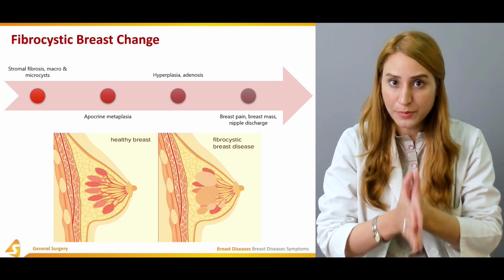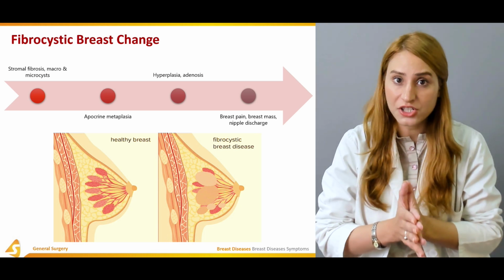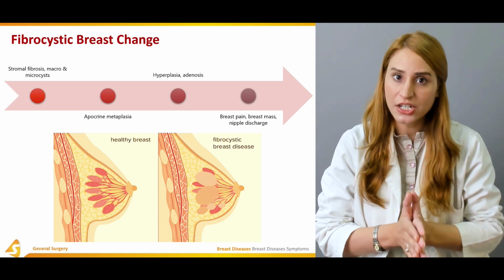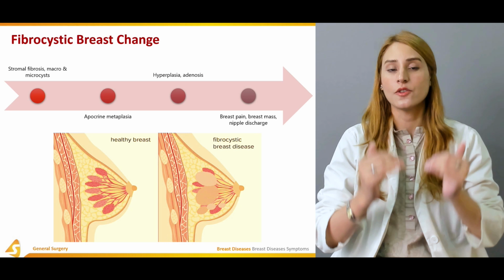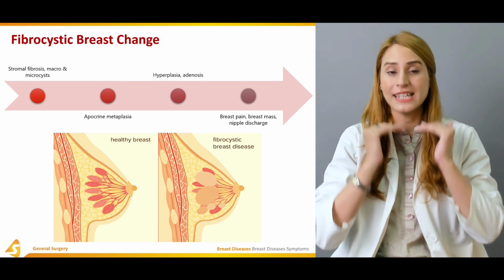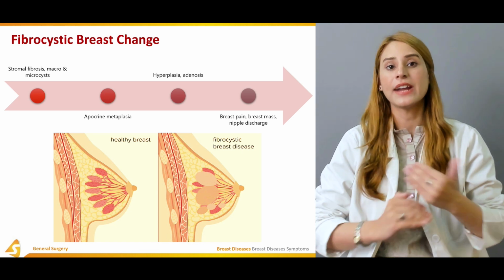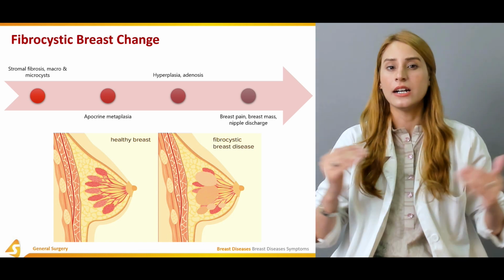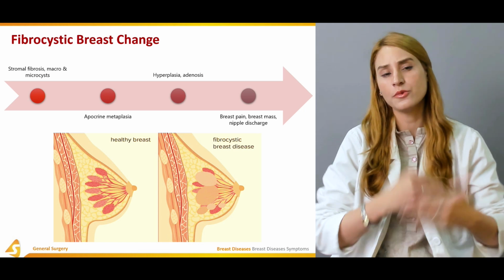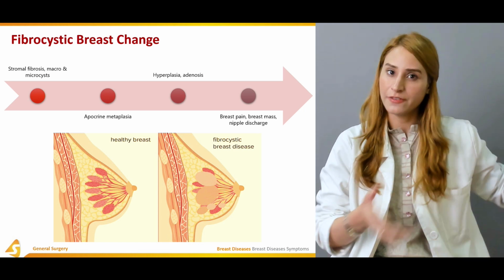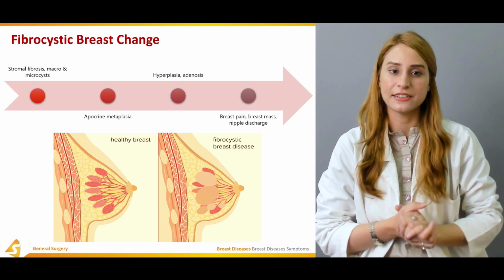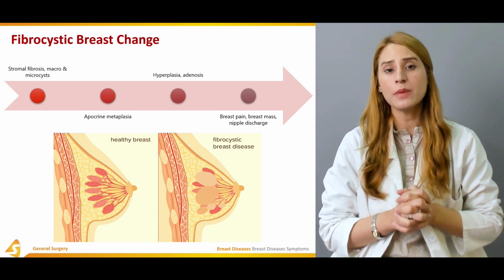Fibrocystic breast changes are not a pathological condition. It's a physiological condition which happens because of changes in the hormonal levels in the body, because of regular menstrual cycles, or regular influences of the hormones which are changing during your repetitive monthly cycles. So that's basically a fibrocystic breast change.